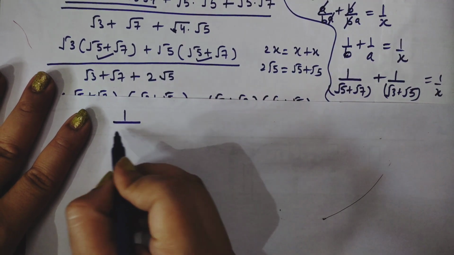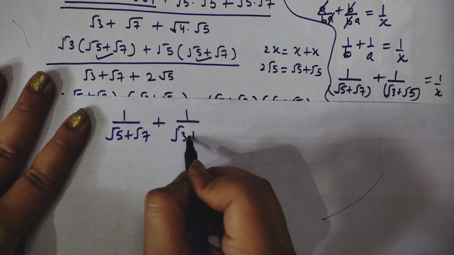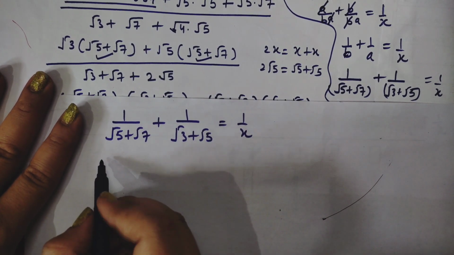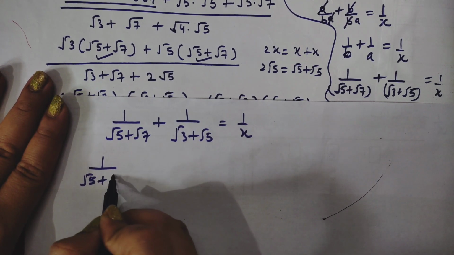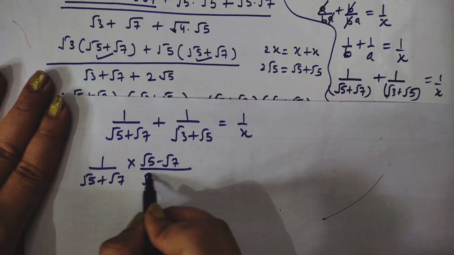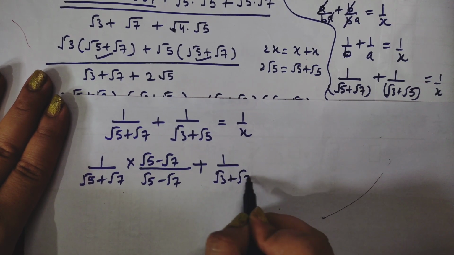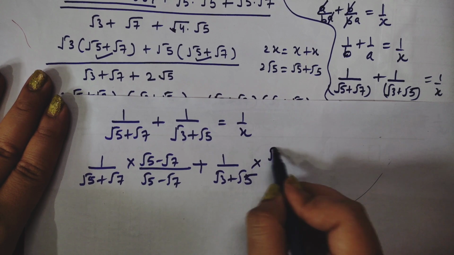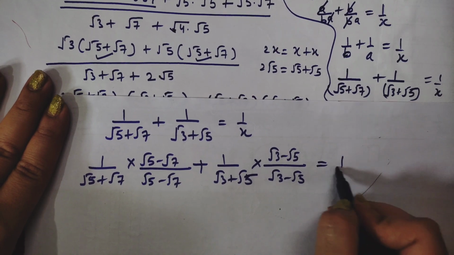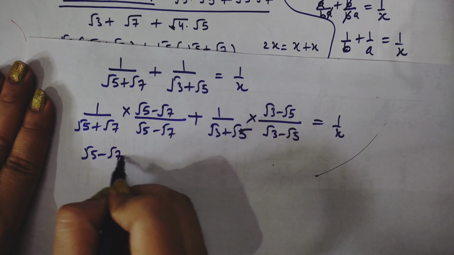Now after that we'll get this one and this one. Now how to solve? You can see these are irrational numbers, so we will rationalize the denominators one by one, both the terms. Similarly, 1 upon root 3 plus root 5 is also rationalized, root 3 minus root 5 upon root 3 minus root 5, and 1 upon x is as it is. Now you can see root 5 minus root 7 is as it is.